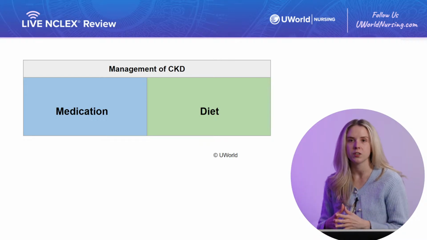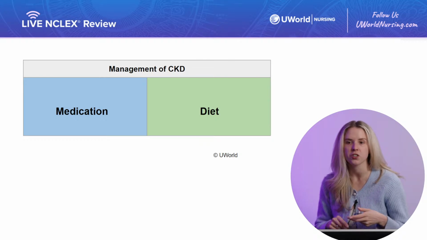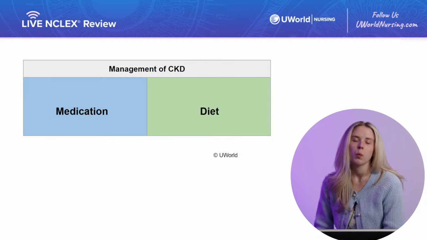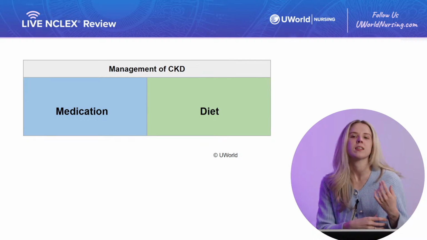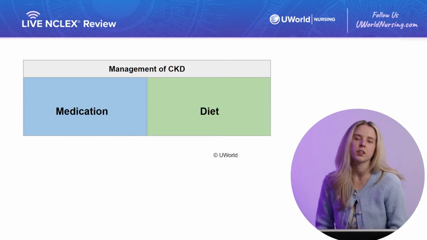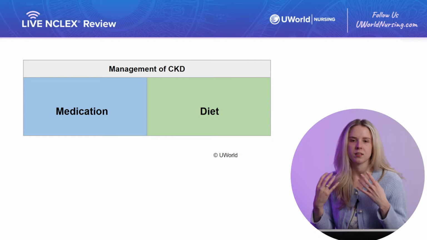We want them instead to stick to lean protein sources, things like chicken, fish, turkey, and our plant-based proteins like beans and legumes. We want to avoid those heavier red meats that are super high in other things like sodium and tyramine. This includes beef, steak, and sausage, those really heavy processed meats.